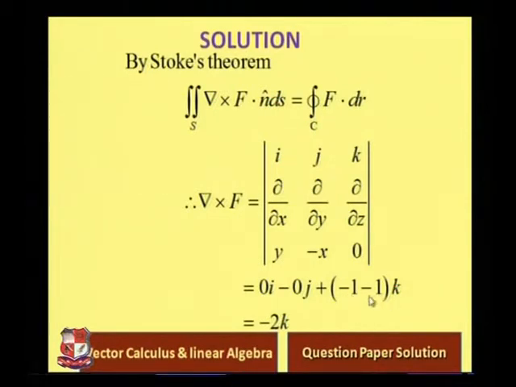So its addition is minus 2k, so equal to minus 2k. That means this expression's answer is minus 2k. Now we find n cap, then dS, and then F dot dr.